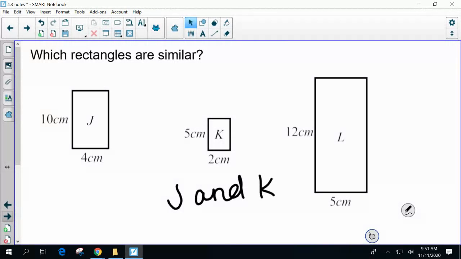You could have also calculated a ratio. So you could have done 10 over 4 and 5 over 2 and 12 over 5 to see what all of those decimals would be and to see which ones were the same. So J and K should end up both with the same.